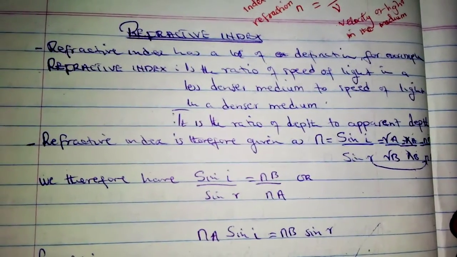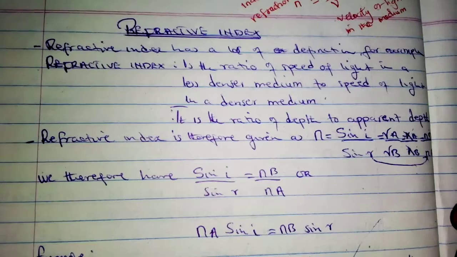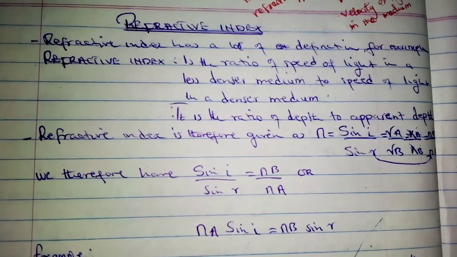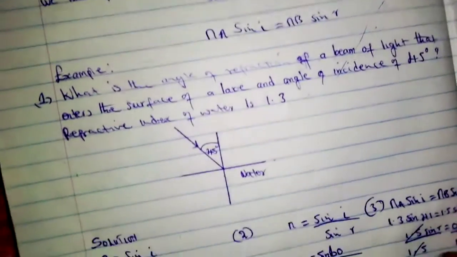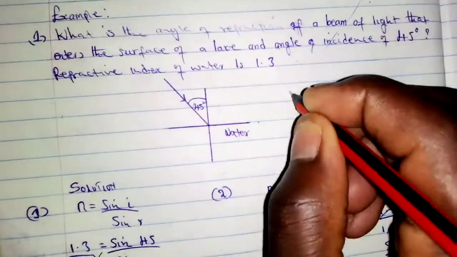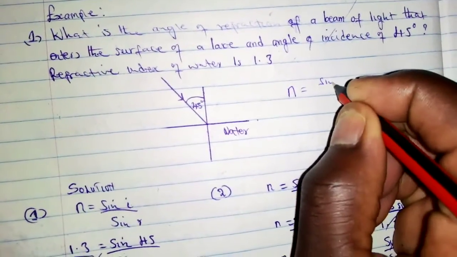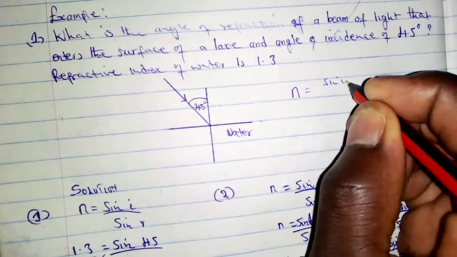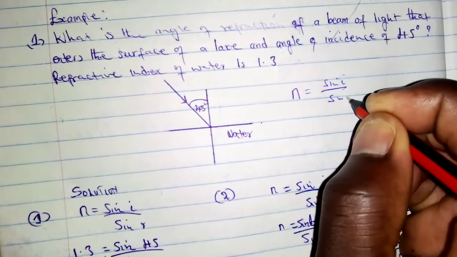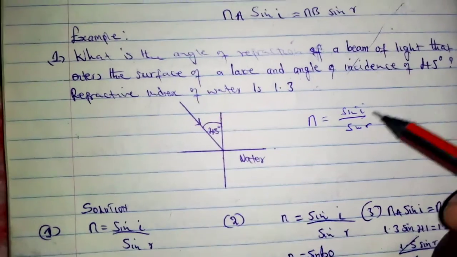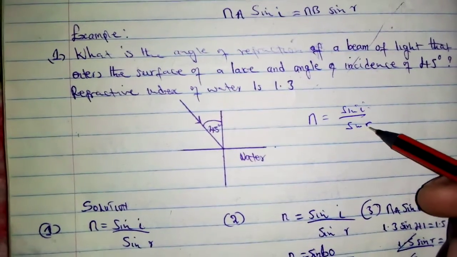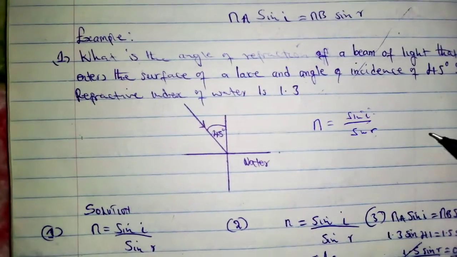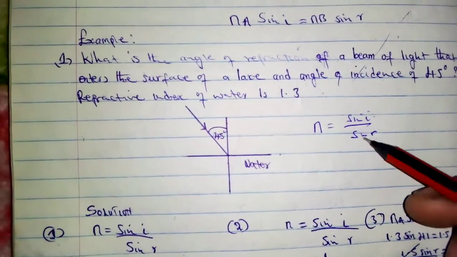Yeah, so the refractive index, as we mentioned last time, is a ratio. And the formula that we use for refractive index is equal to sine I over sine R. So meaning sine angle of incidence divided by sine angle of refraction. You need to use a calculator for this.